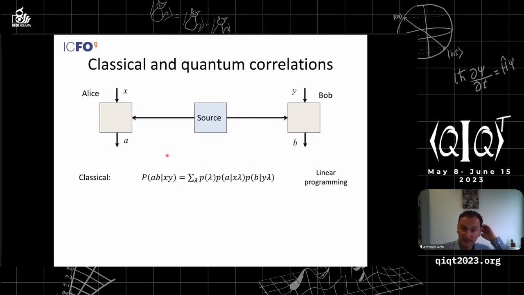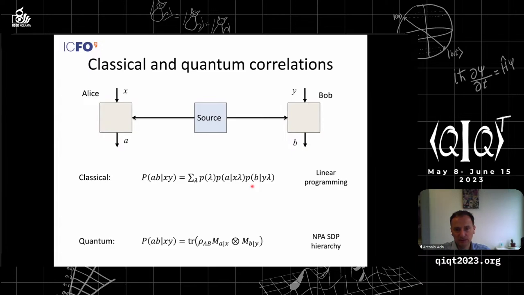And what we know today is that this set is convex. This simplifies the theoretical analysis and characterization, and it can be characterized by linear programming. So this is well understood, and it's easy. Of course, it's not that easy, because at some point, when you increase the number of inputs and outputs, the set has a rich structure. It belongs to a very large dimensional space. But if you are able to list the extreme points that define this convex set, then you can solve the problem of whether something can be written in this form through linear programming.